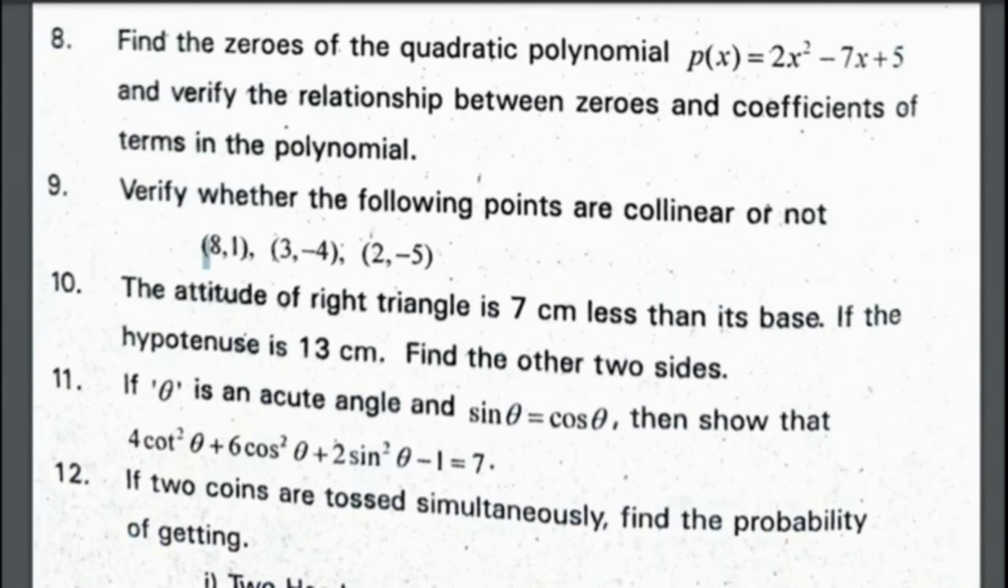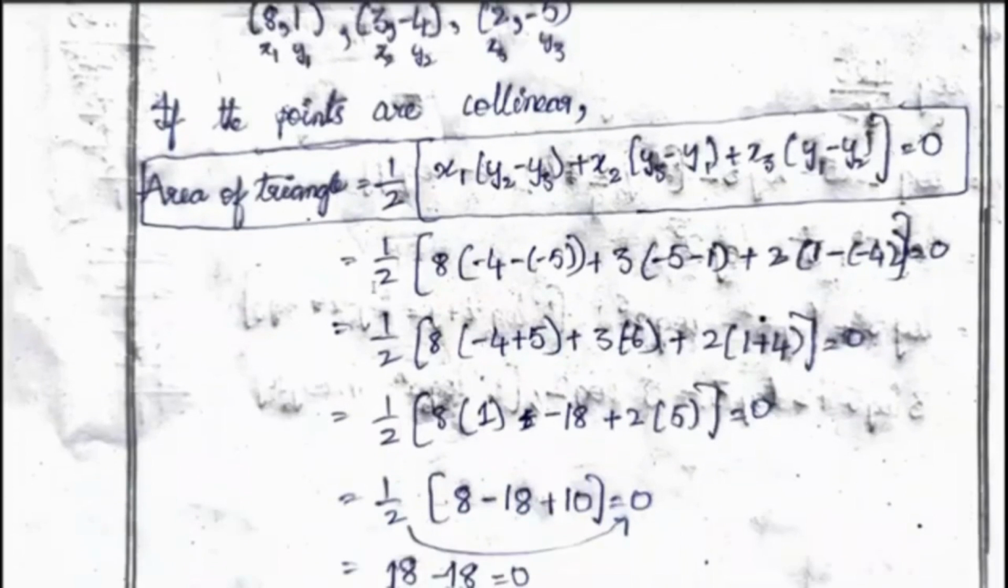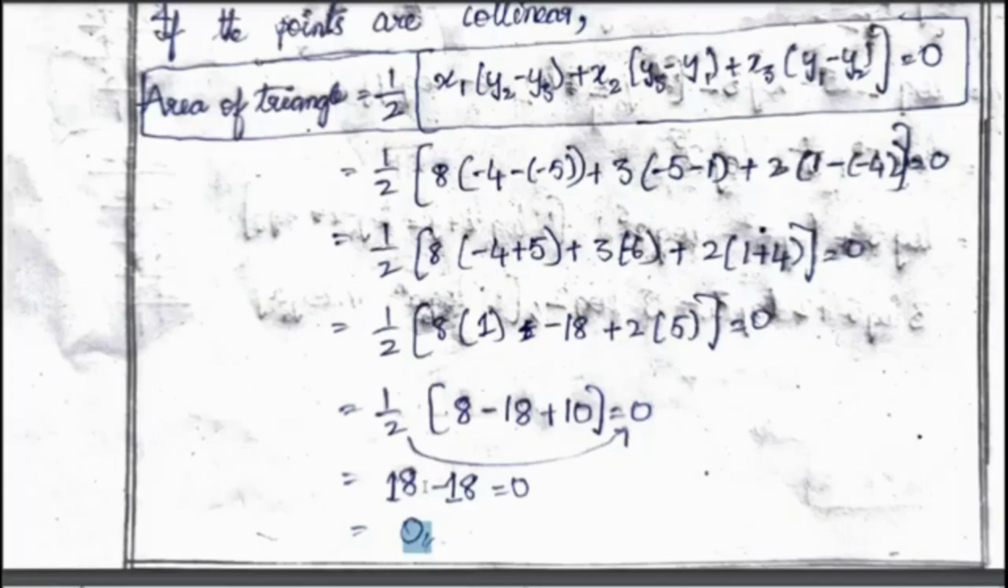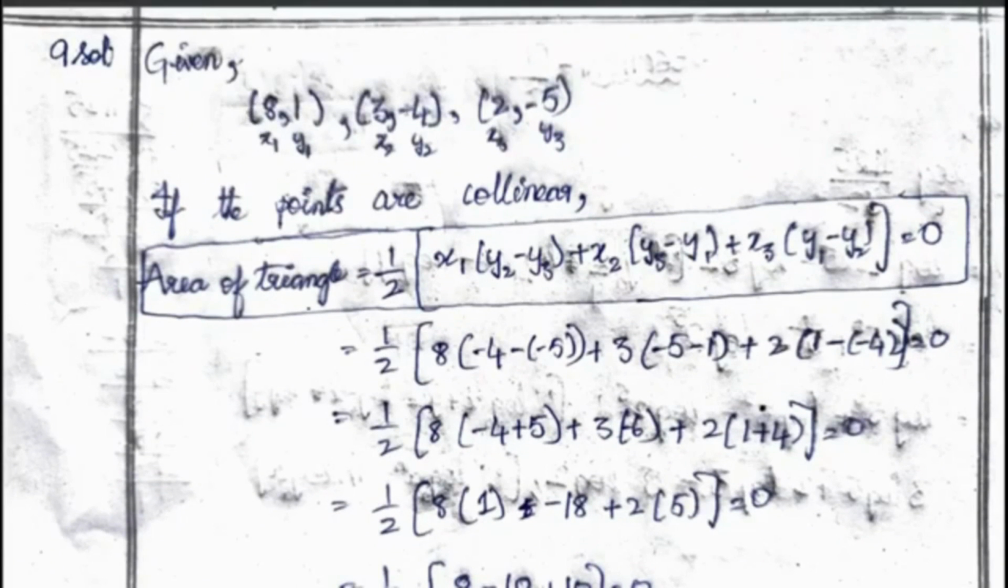Verify whether the following points are collinear or not. There are two ways, students, we will discuss. To prove these points are collinear, we need to prove the area of the triangle is equal to 0. If we prove this area of triangle is equal to 0, then these points are collinear. So we'll take the 3 points as x1, y1, x2, y2, x3, y3, and we'll replace them in the area of triangle formula, which is half into x1 (y2 minus y3) plus x2 (y3 minus y1) plus x3 (y1 minus y2). As the area of triangle is equal to 0, these points are collinear.